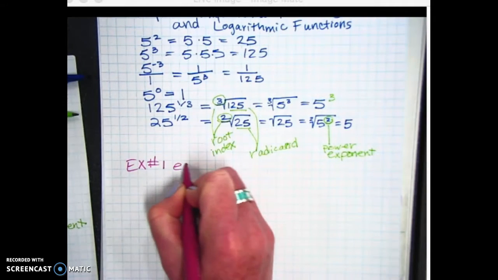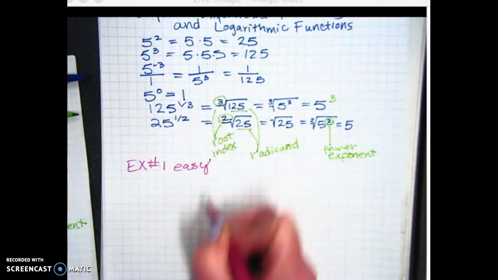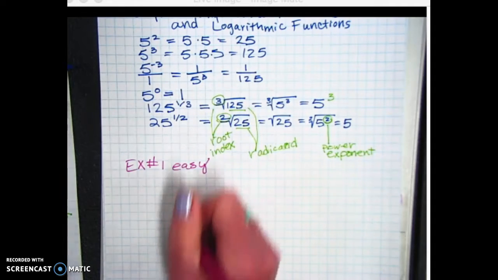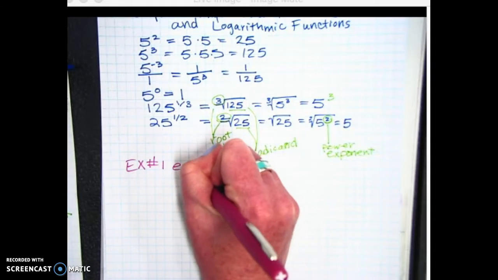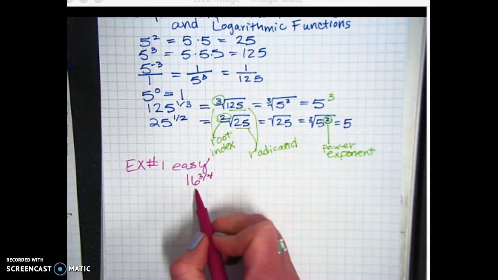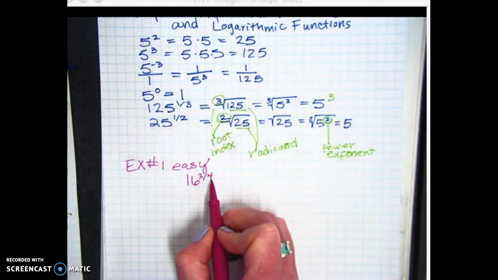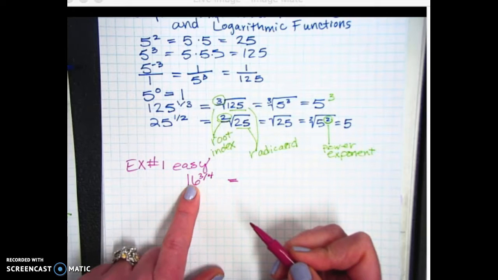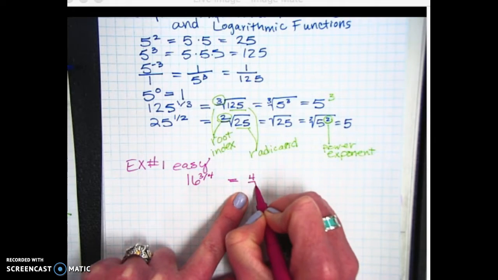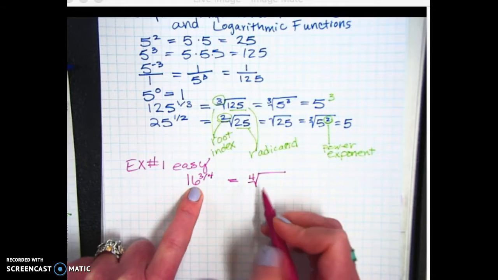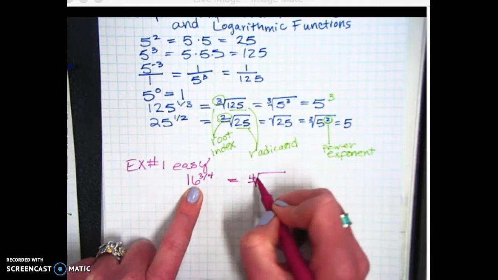Example number 1, we'll call it easy. Kind of like the easy ones you're going to see in the book. So 16 to the 3/4 power. That means we want the 4th root. So the denominator becomes the root. And under the radical bar, we're going to have 16 to the power of 3.